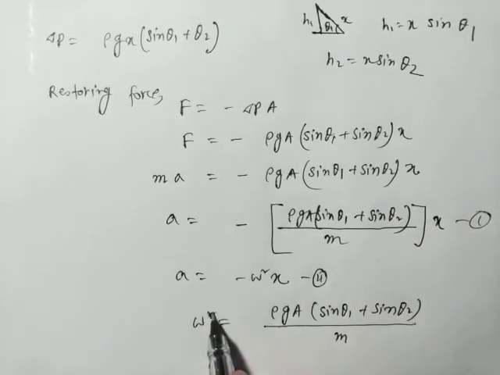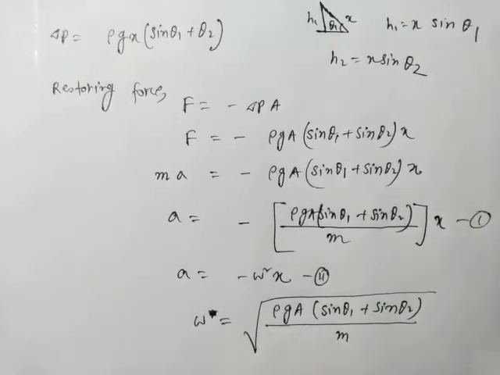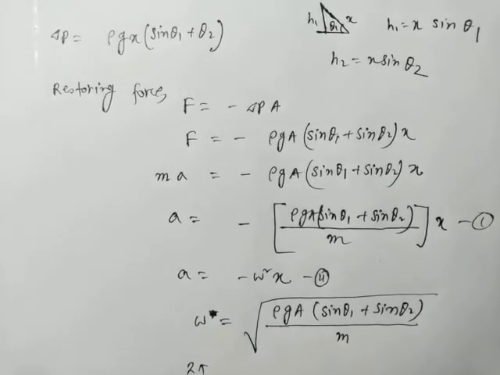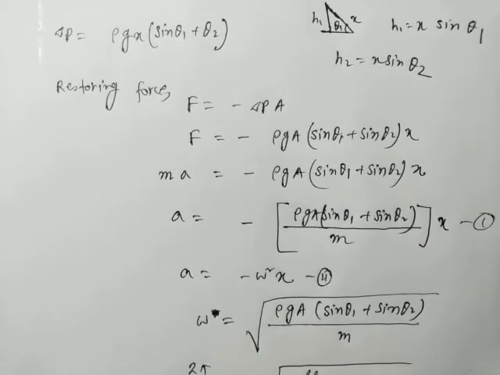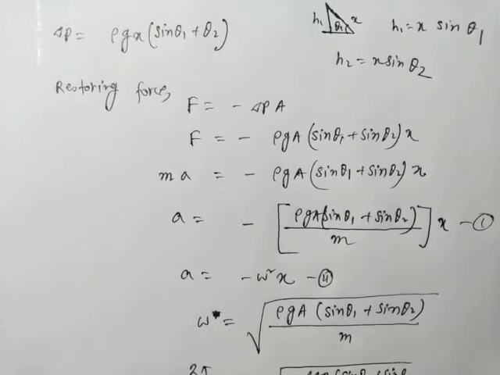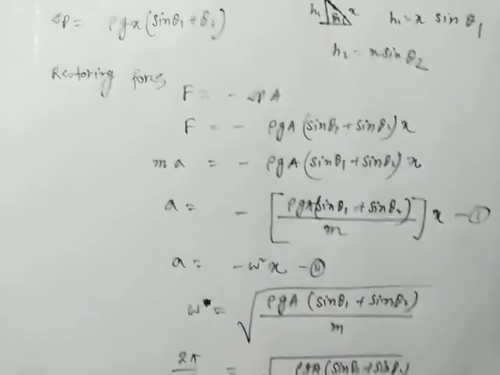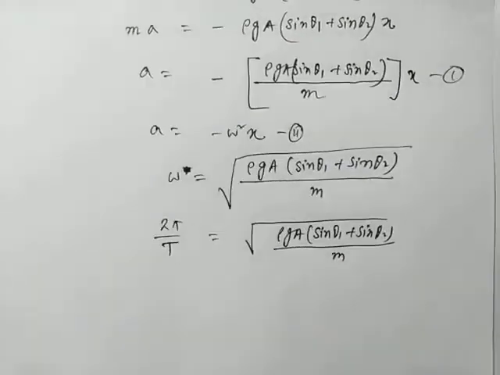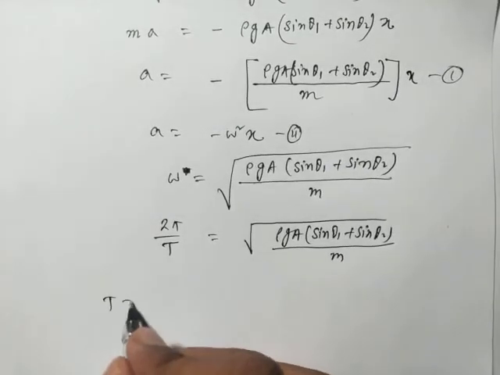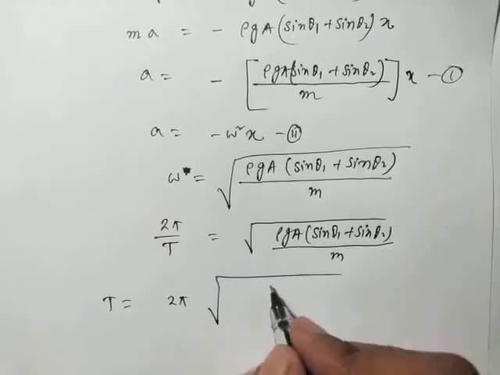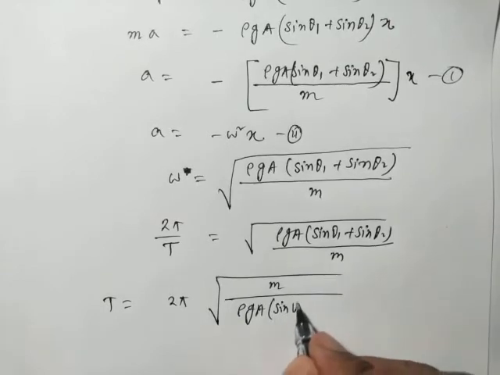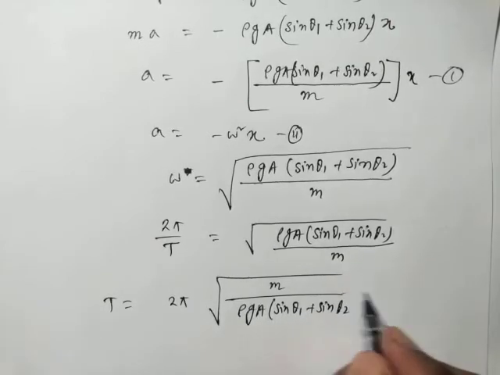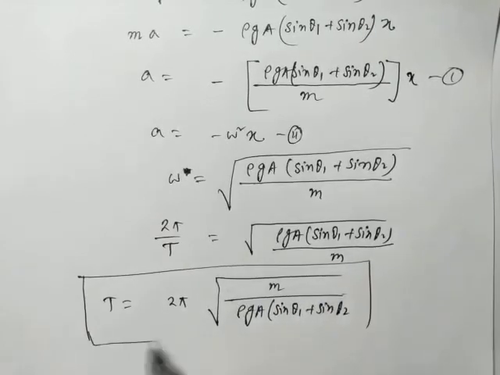So what will be omega? Omega will be the square root of this, and we know omega is nothing but 2 pi by T, so that will be root of rho g A (sin theta 1 plus sin theta 2) divided by m. And what will be T? T will be 2 pi root of m divided by rho g A (sin theta 1 plus sin theta 2). This will be the time period of this oscillating liquid column.